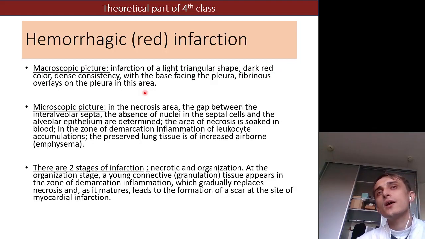So here we may see that in the lungs, first of all, we may see ischemic infarct in the first stage, and in the second step of this development, we will see hemorrhagic shocking of this area. Macroscopically, I have already described this area. Microscopically, we will see necrotic lung tissue and a lot of erythrocytes between them.